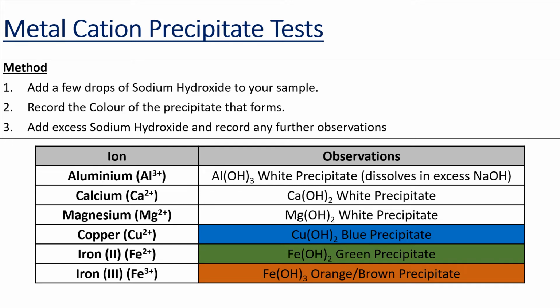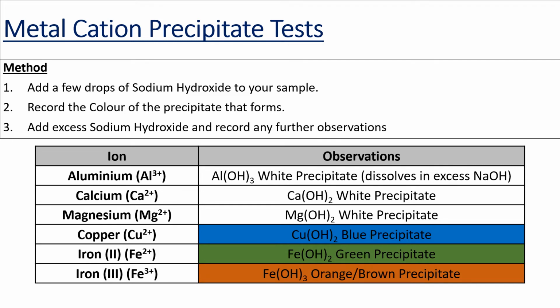The only other thing you need to remember is you can identify aluminium, you can separate aluminium from calcium or magnesium, because if you keep adding that sodium hydroxide, the aluminium precipitate will redissolve. So if I added some sodium hydroxide to a compound containing aluminium ions, I would get a white precipitate, but if I kept adding that sodium hydroxide, it would eventually redissolve. So you can identify aluminium from the other two by adding excess sodium hydroxide and seeing if it redissolves. If it doesn't redissolve, then you know it's calcium or magnesium.